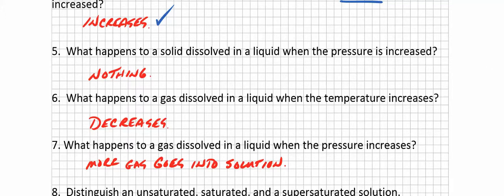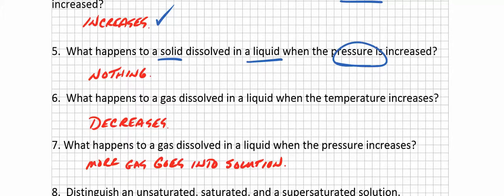Number 5, it says, what happens to a solid dissolved in a liquid when the pressure is increased, right? So this time it's a solid dissolved in a liquid. This time it's pressure that we're looking at. Well, as it turns out, pressure is not a very important factor in determining the solubility of a solid in a liquid. So there would be no effect whatsoever. The reason for that is solids and liquids are just not compressible. So nothing's going to happen if you increase the pressure.